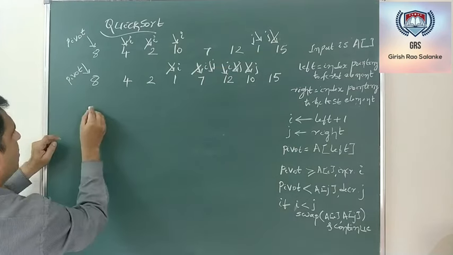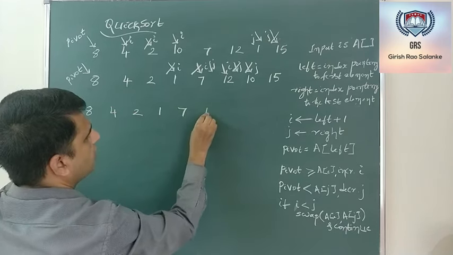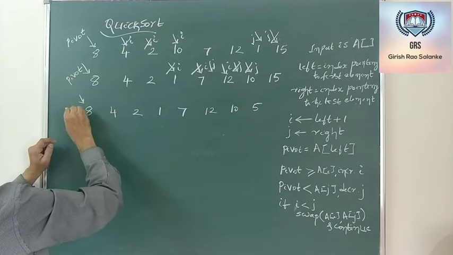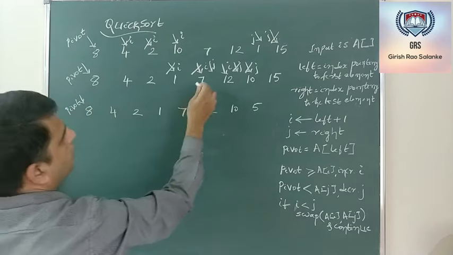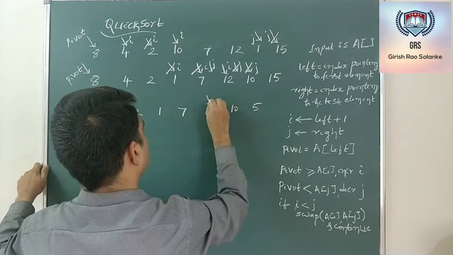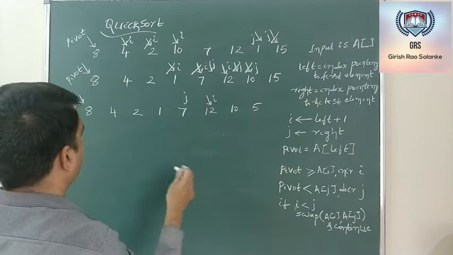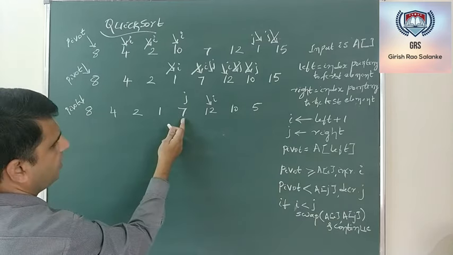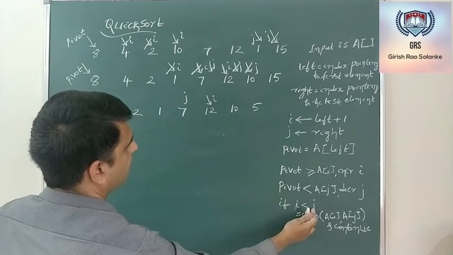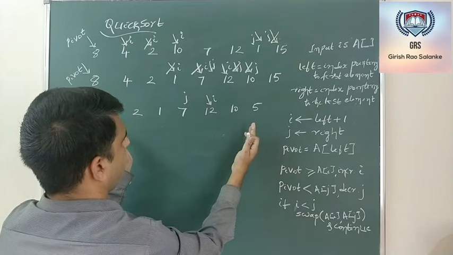Now let me rewrite once again: 8, 4, 2, 1, 7, 12, 10, 15. So this was my pivot. And where is my i? My i is pointing to 12 and my j is pointing to 7. Now what I have done in the last step, I compared 8 less than 7, it was false. So now go for this case: is i less than j? No. i is on the right side and j is on the left side.